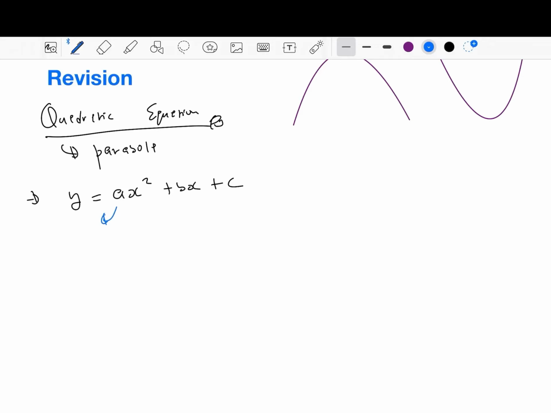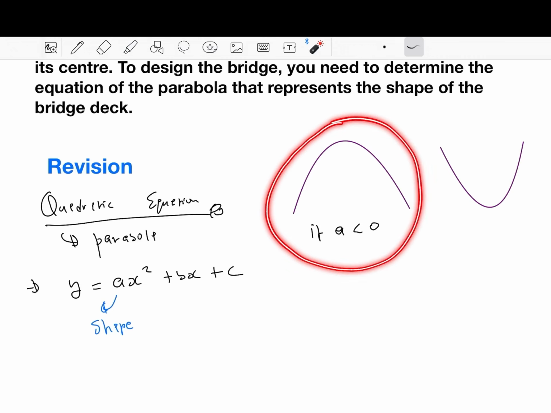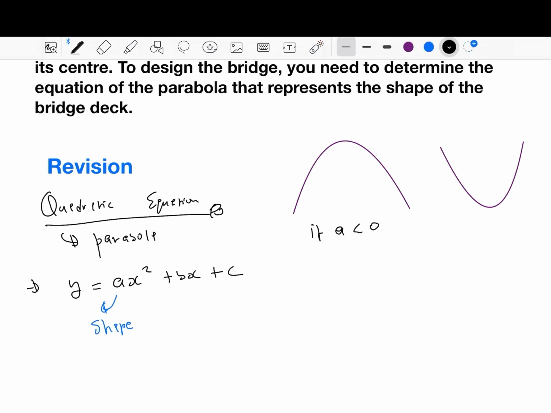So this a determines the shape. Let me just write it. It determines the shape of a parabola. What do I mean by that? If a is negative, you're going to have this shape. In your equation, if a is negative, you're going to have this shape. That's guaranteed. If a is positive, it's guaranteed that you're going to have this shape.